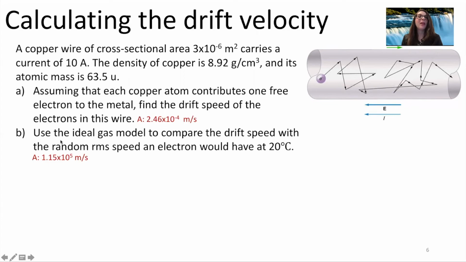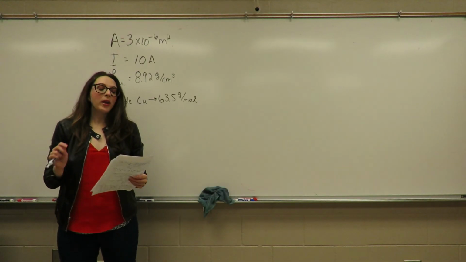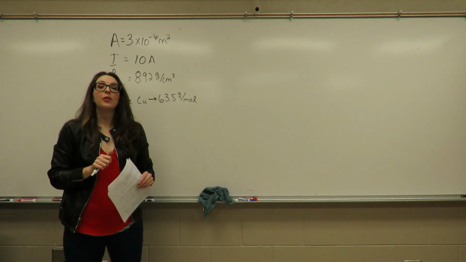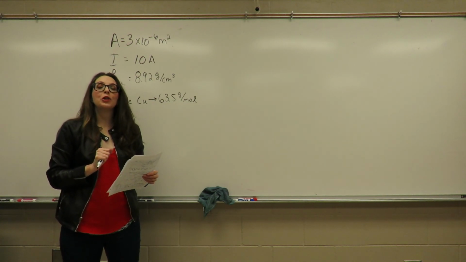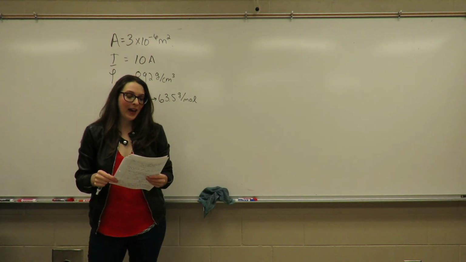And then for part B, we're going to use the ideal gas model to compare this very small drift speed with the random RMS, or root mean squared speed of an electron that we would have at 20 degrees Celsius. And to do this part, we have to go back all the way to last semester towards the end, remember all of our work about thermodynamics. Okay, so we are going to calculate a drift speed and compare it to the RMS, or root mean squared speed of an electron gas.